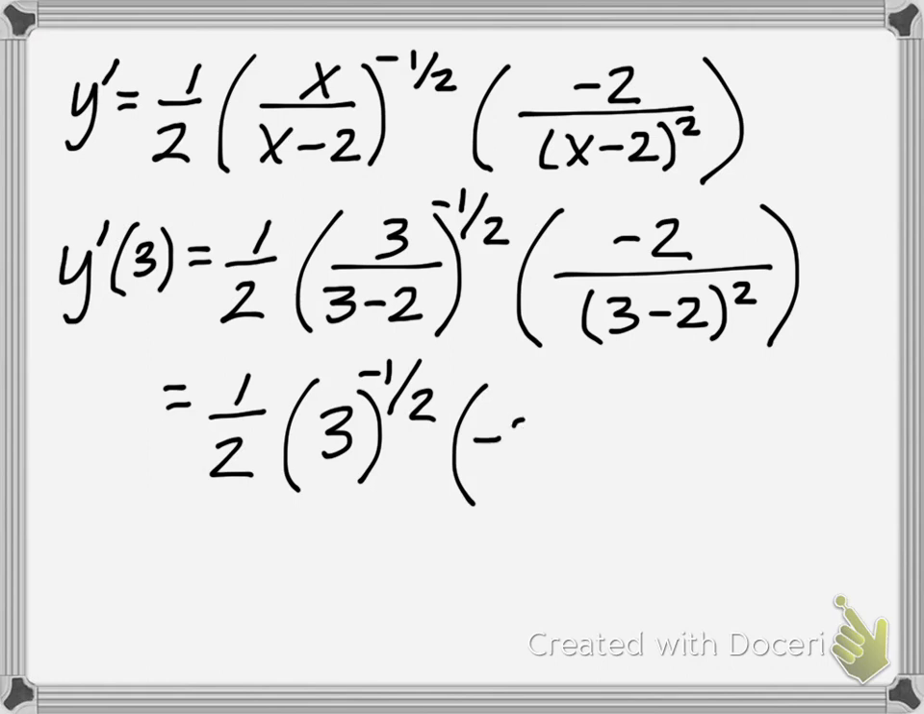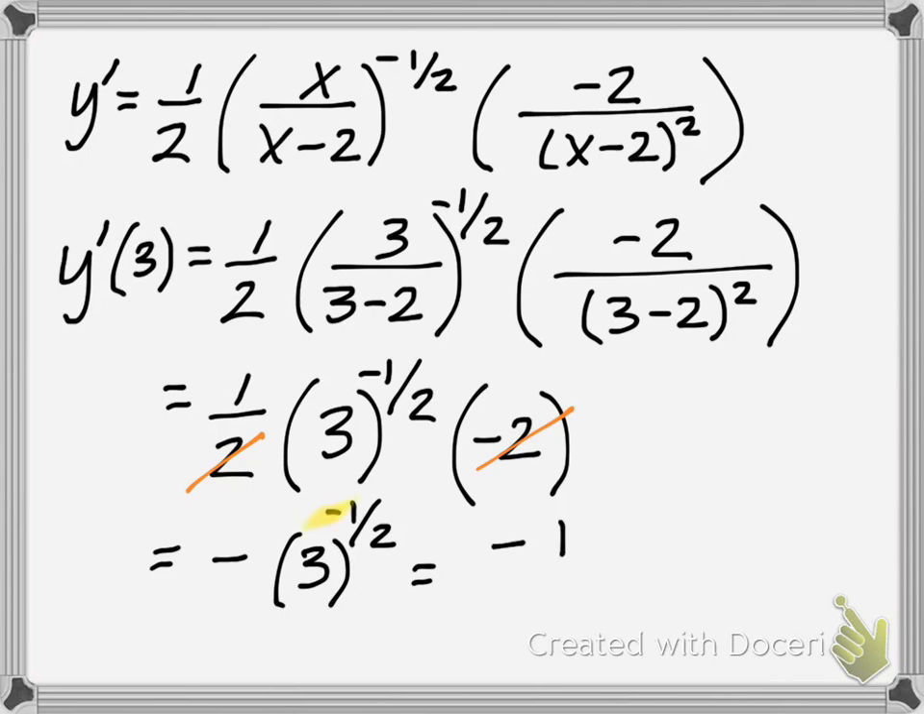times negative 2. So you'll notice then the 2's divide out. So now we're left with negative quantity 3 to the negative 1/2 power. Now the negative exponent, remember, is going to create a fraction, so we'll have negative 1 divided by 3 to the positive 1/2 power, which is really the same as negative 1 divided by the square root of 3.